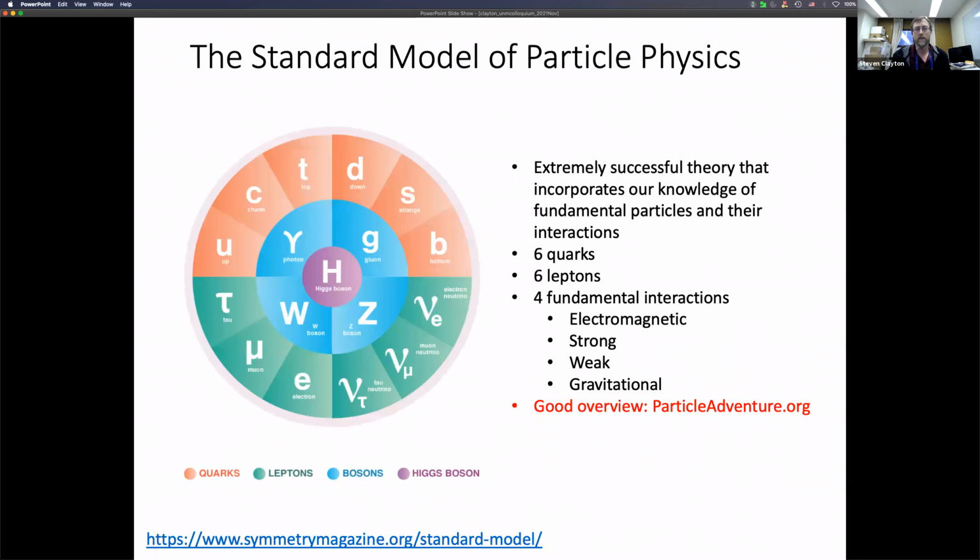So to start, we have to start with the standard model of particle physics for completeness. I'll say this is an extremely successful theory that incorporates our knowledge of fundamental particles and their interactions. It has 6 quarks, 6 leptons, and these 4 fundamental interactions: electromagnetic, strong, weak, gravitational. Electromagnetic and weak can be unified into the electroweak interaction. There are good reviews. One that I particularly like is particle-adventure.org, which I recommend. So basically, I'll try to step through what is needed to know about this standard model in the context of the neutron lifetime in particular.